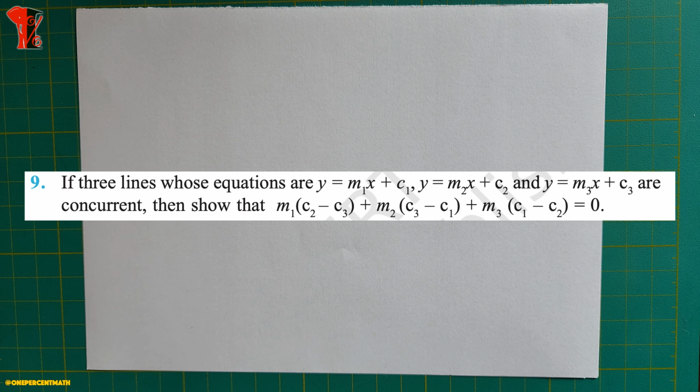Move to question number 9. So what does it say? If three lines whose equations are y is equal to m1x plus c1, y is equal to m2x plus c2, and y is equal to m3x plus c3 are concurrent, then show that m1 into (c2 minus c3), m2 into (c3 minus c1), and m3 into (c1 minus c2) is equal to 0.